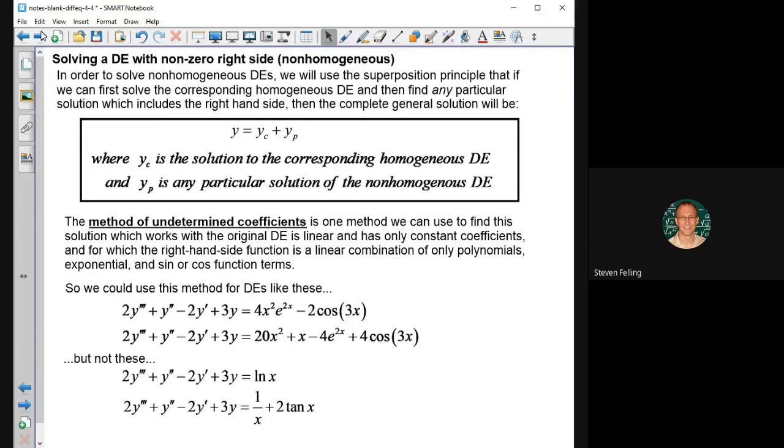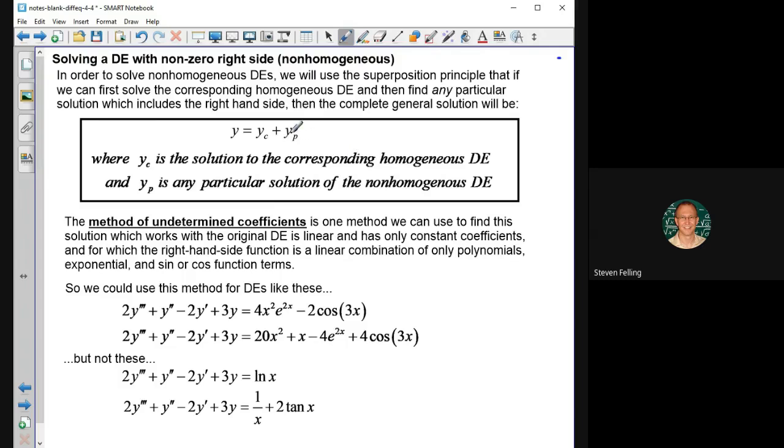In order to solve a non-homogeneous differential equation, one that has a right-hand side that's not zero, we're going to take advantage of the superposition principle that says that if you can first solve the corresponding homogeneous differential equation and get what's called the YC, the characteristic, or we'll just call it YC. This is the solution for the corresponding homogeneous equation. So you can think of the C as being for the corresponding equation. And then you can include the right-hand side and find somehow, through maybe like a guess and check method, some solution for the particular equation.